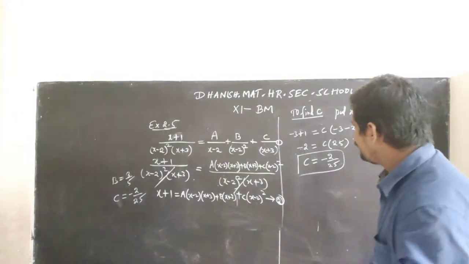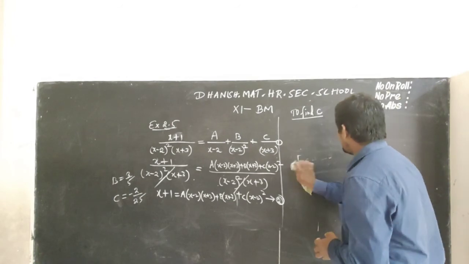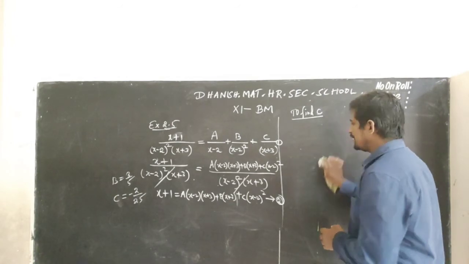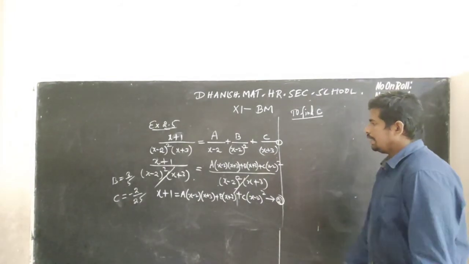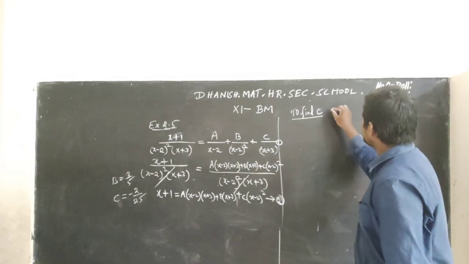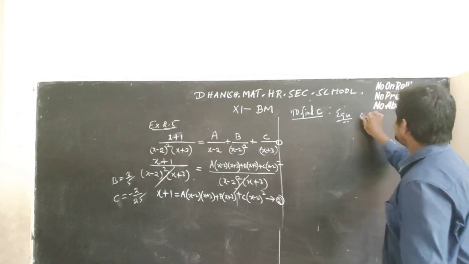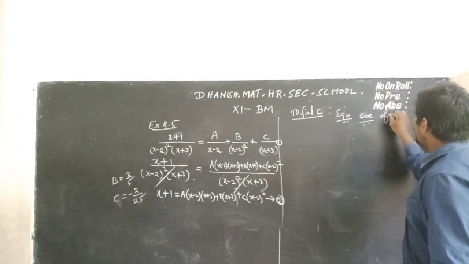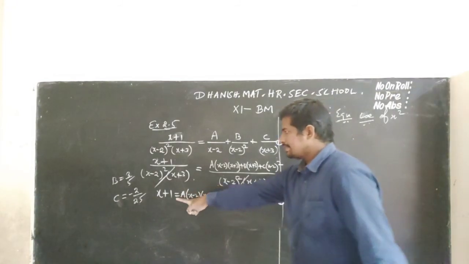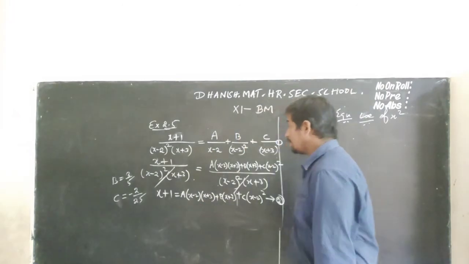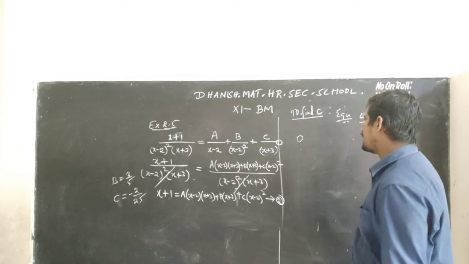Okay, now I am going to find a. In order to find a, we are going to use some other technique. Here we can equate the coefficient of x square. Equating the coefficient of x square. Look at the LHS. Here we don't have any x square term. So I am going to put the coefficient of x square as 0.